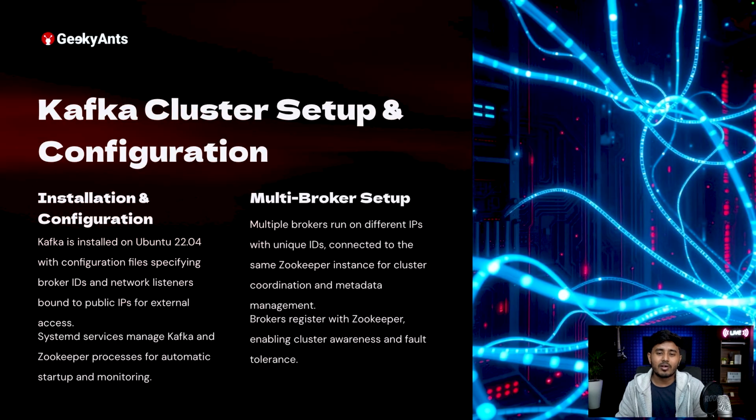Let's see how the Kafka cluster is set up and how it is configured. So first of all, we have the installation and configuration. In that, we will be installing Kafka on Ubuntu 22.04 with some configuration files. We'll specify the broker ID in it and also the network listeners, which will be bound to the public IP that will be accessed externally. Then we have systemd services for managing Kafka and zookeeper services. This process is used for automating startup and monitoring.